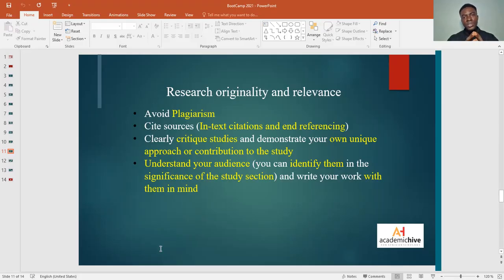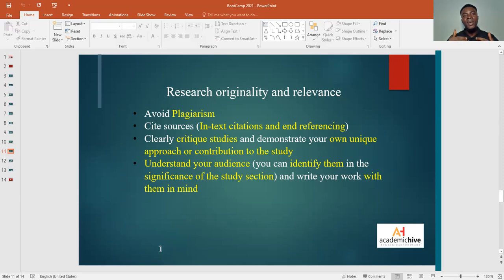You don't just report studies. To add originality to your study, you have to critique studies intelligently. You don't just tell us that Mr. A conducted a study on this subject, used this methodology, found this, and recommended that. You're just merely reporting it.